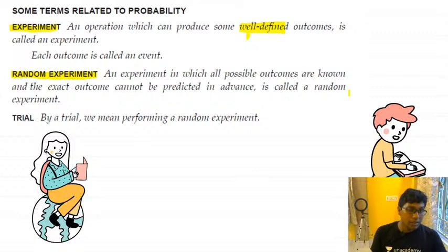Trial. What is a trial? By a trial, we mean performing a random experiment. So if I am doing a trial, it means I am performing a random experiment. Throwing a coin is a trial, throwing a die is a trial, pulling a card from a pack of 52 cards is a trial. So these are examples of trials. Okay, so anyone having any doubt, just let me know quickly.